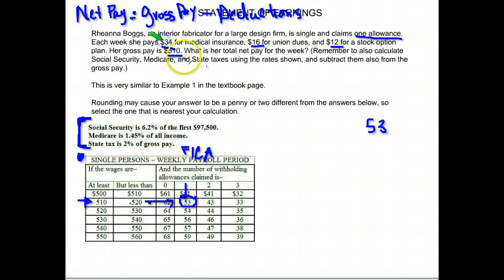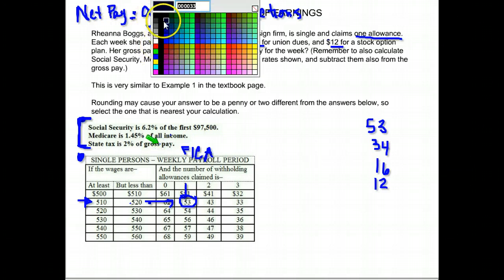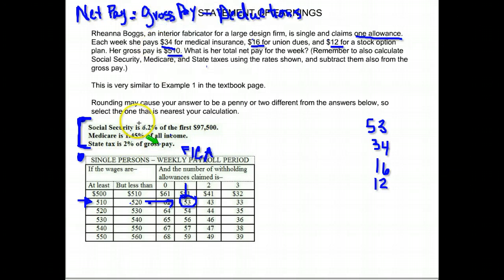She also had $34 for medical insurance, $16 for union dues, $12 for stock options. I'm just totaling all of these things that are going to be coming out of her paycheck over here. We also have these 3 values that have to come out: Social Security, Medicare, and state tax.